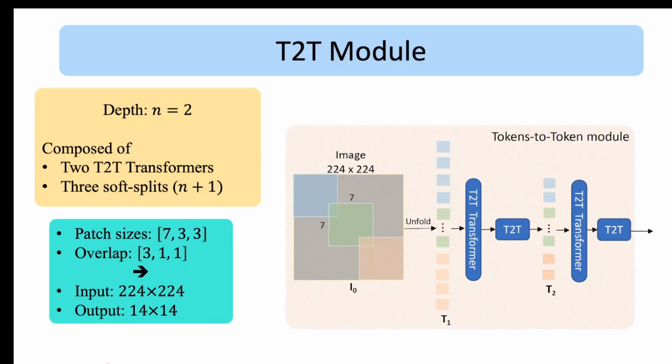For the T2T module, they proposed a depth of n equals 2, which means it is composed of 2 transformer layers and 3 soft split layers. So for example, with patch sizes of 7, 3, and 3, and overlaps of 3, 1, and 1 for these soft splits, feeding an input image of size 224 by 224 results in an output size of 14 by 14. This 14 by 14 will be the final patch size for creating a sequence that is fed to the backbone.